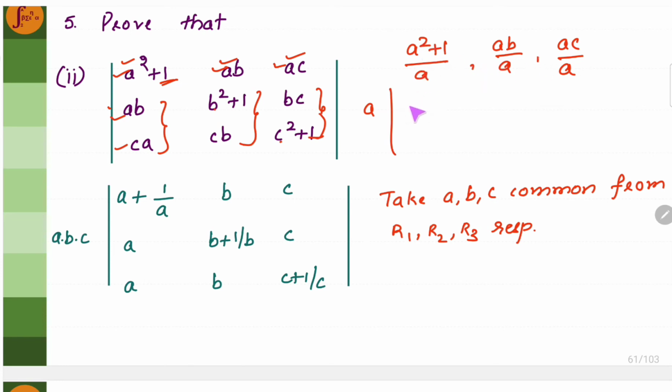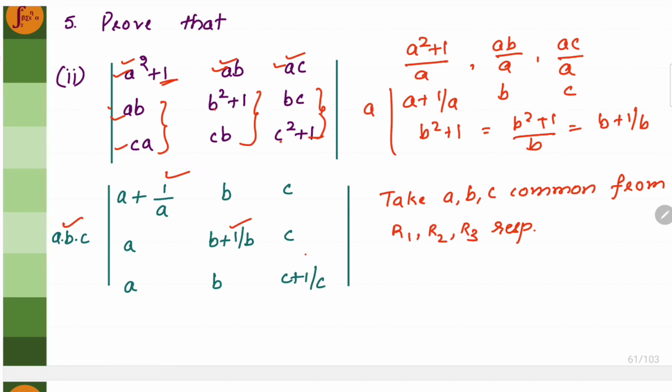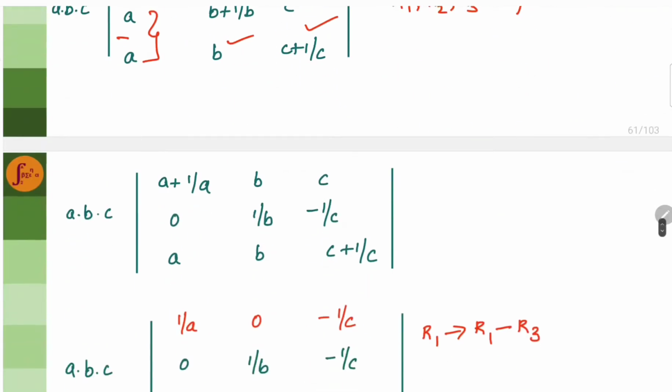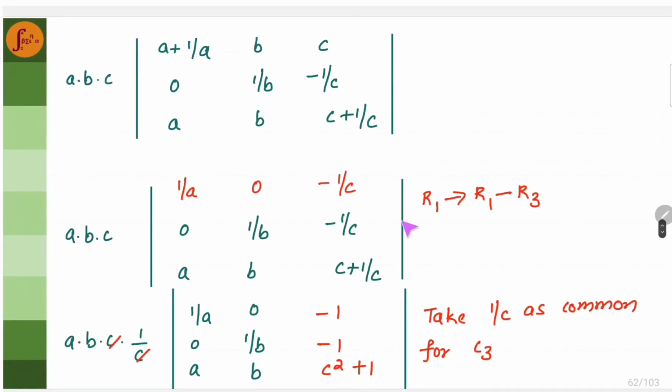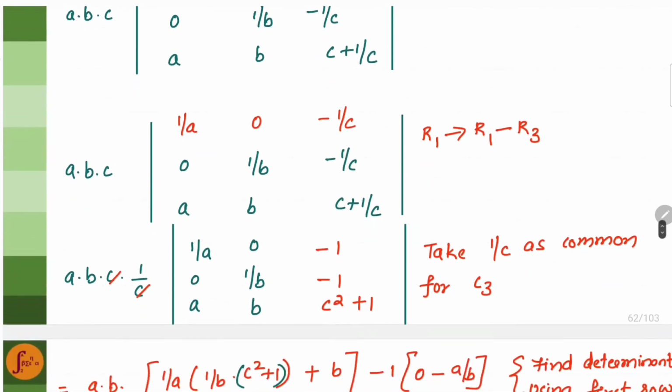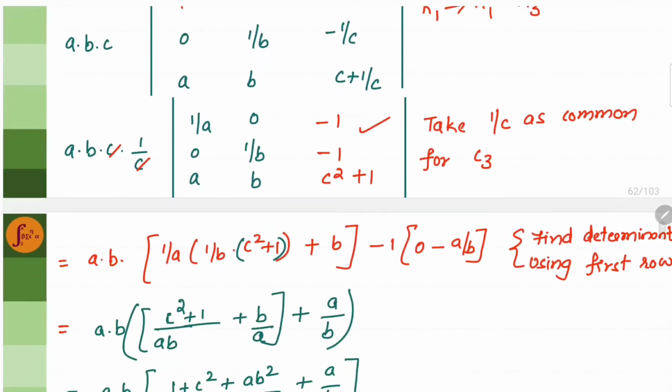So now what's going to happen when I divide? It's going to become A plus 1 by A, B and C. Right? This is what is going to happen here. And B square plus 1 is going to become B square plus 1 by B because you are going to take B common here. This is nothing but B plus 1 by B. Similarly, C plus 1 by C. Now if you notice, these two are identical, so subtract. These two are identical, subtract. These two are identical, subtract. So you will get this kind of a determinant now. When you do all the subtractions, you're going to get finally this particular determinant.